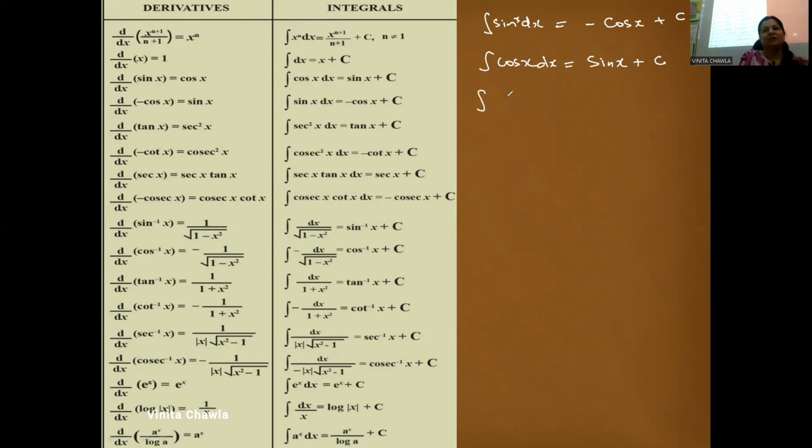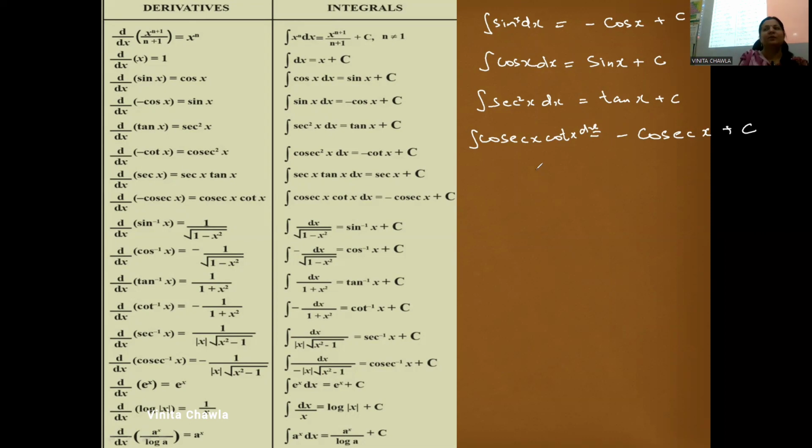When we differentiate tan x, then we get sec square x. So when we integrate sec square x, we'll get tan x. Okay. When we differentiate cosec x, we get minus cosec x cot x. So on integrating cosec x cot x, we'll get minus cosec x plus c.